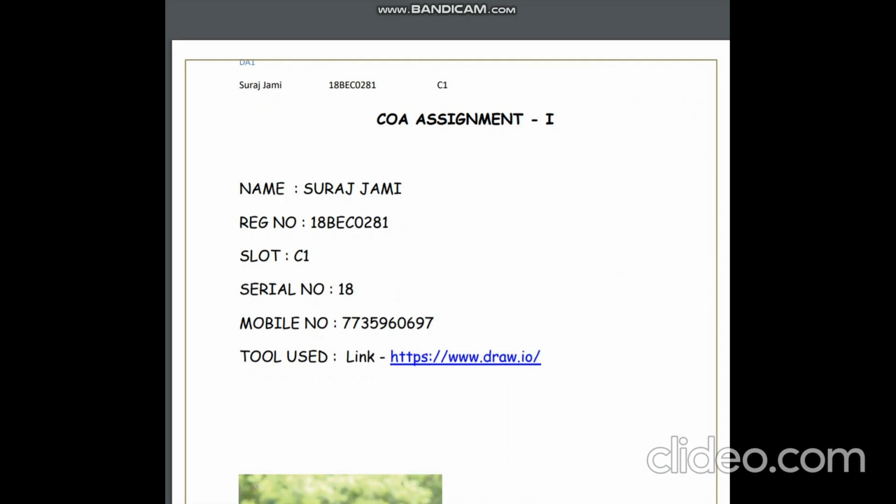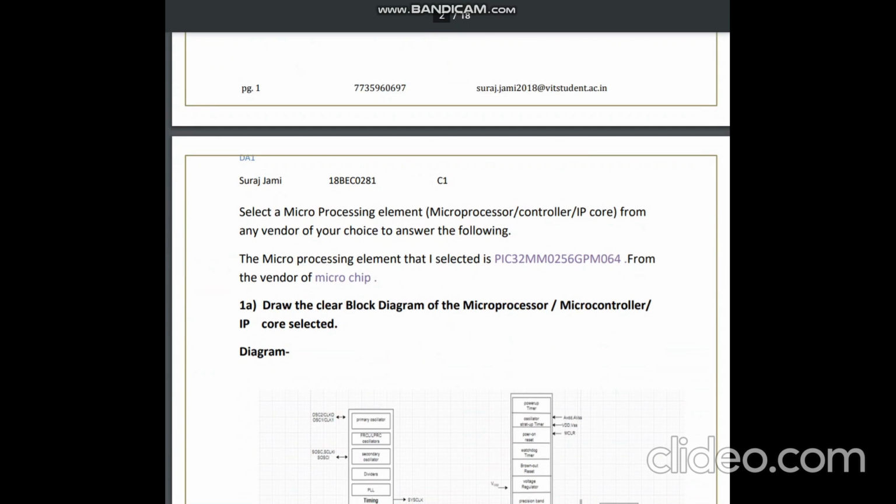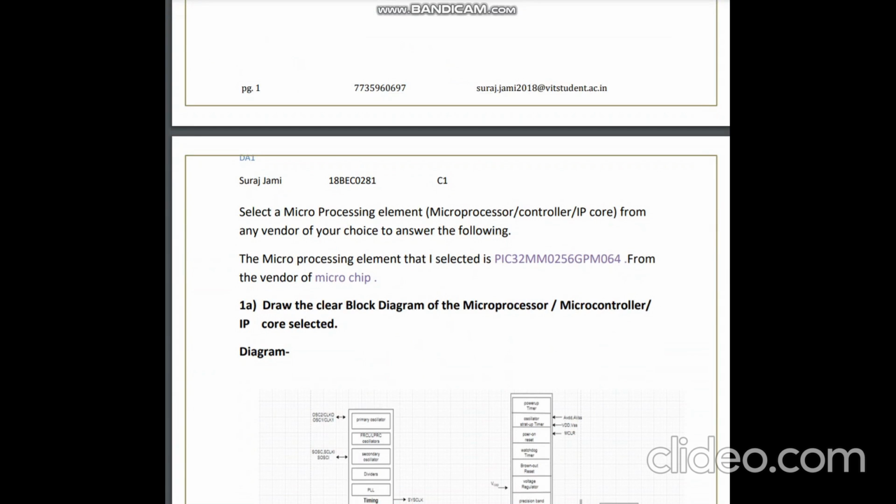And now I am going to explain my COA assignment, Computer Organization Architecture Digital Assignment 1. Previously in the video, I explained how to draw flowcharts in draw.io. Okay, so in the DA1, we have to select a microprocessing element, microprocessor, controller, or IP core from any vendor of our choice to answer the following questions in the digital assignment 1.